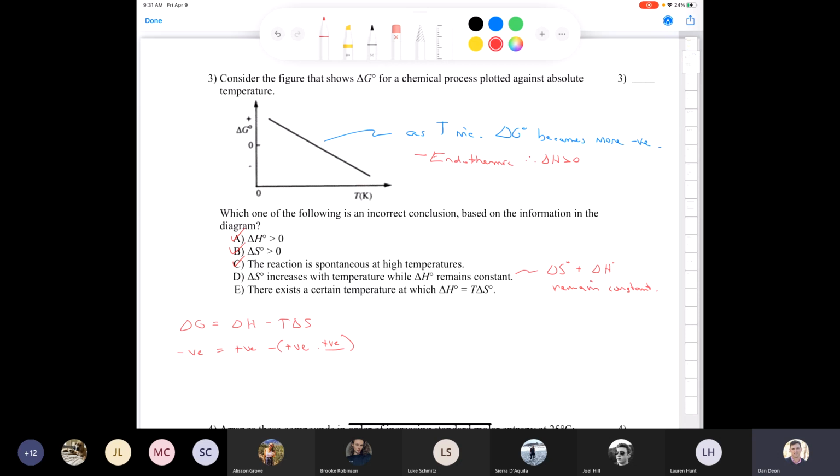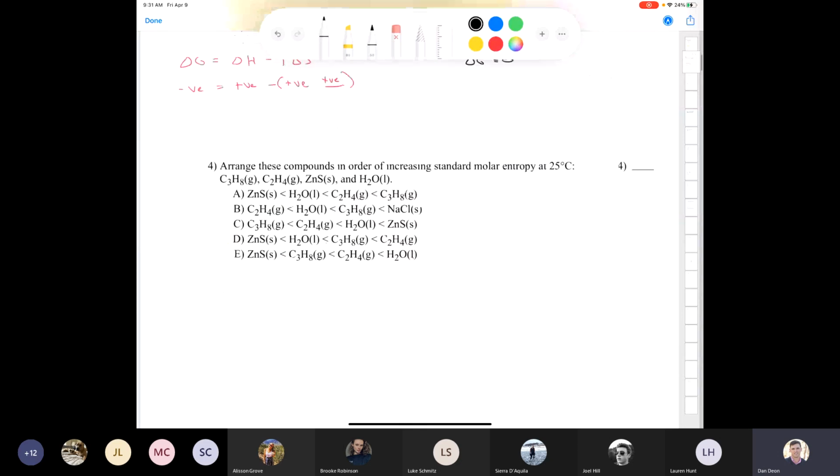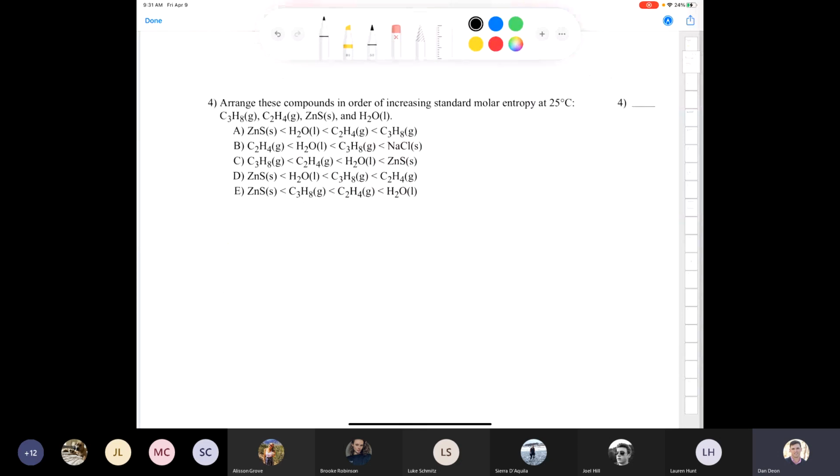For this graph, this is the one that is incorrect. And of course, there does exist a temperature where delta H is equal to T delta S, right? That's when delta G is equal to 0. So this is when delta G naught would be equal to 0. All right, let's move on and talk about entropy.